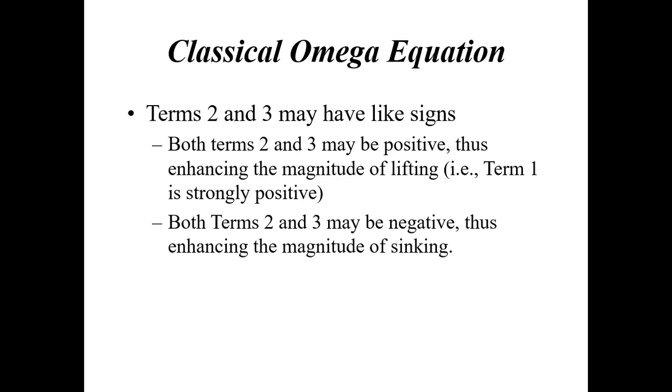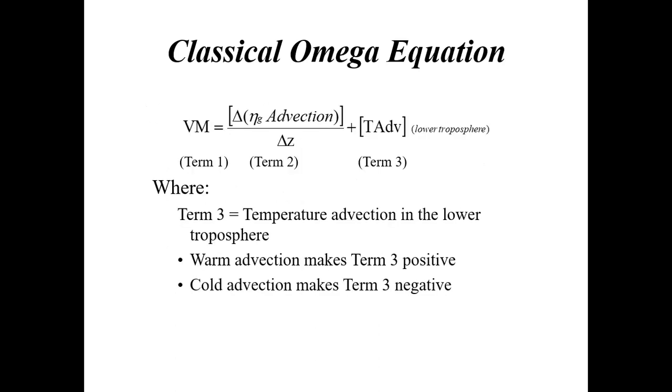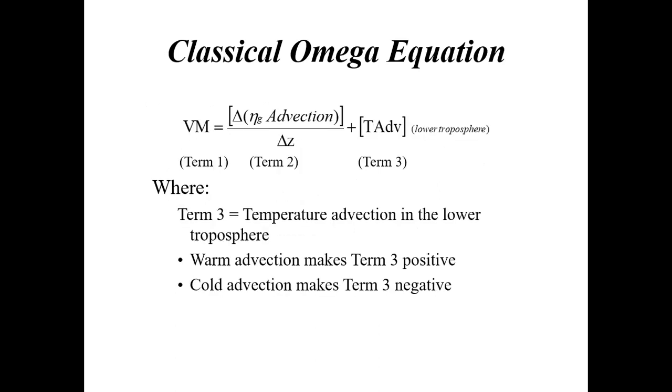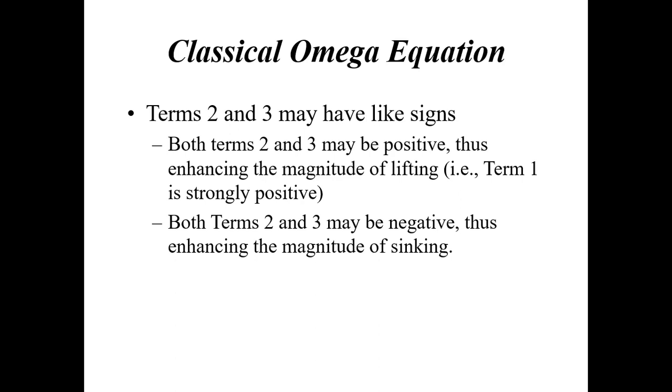Now what happens if both terms 2 and 3 have the same sign, let's say both are positive or both are negative? If both of them are positive, this is going to enhance the magnitude of lifting, and it's going to result in term 1, the vertical motion, being strongly positive. So if I have positive vorticity advection and warm air advection, or a positive value in term 3, that's going to result in a positive vertical motion. That is going to enhance the lifting, so the air is rising in that case.